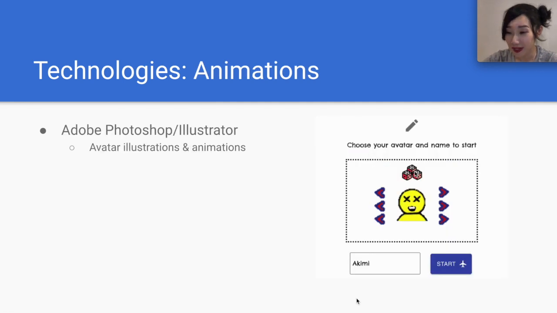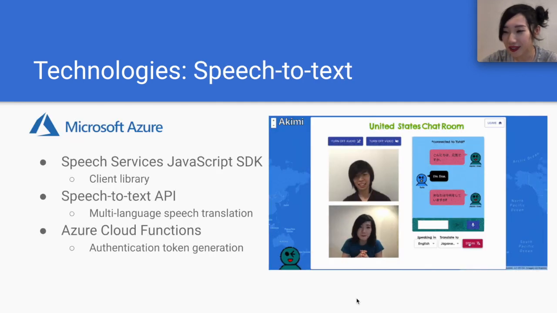For the animated avatars, I used Adobe Photoshop and Illustrator to make the avatars. I learned them from scratch for this project to make my own original avatars because I thought they were very cute. And for the speech to text and translation, everything was built using the Microsoft Azure platform.